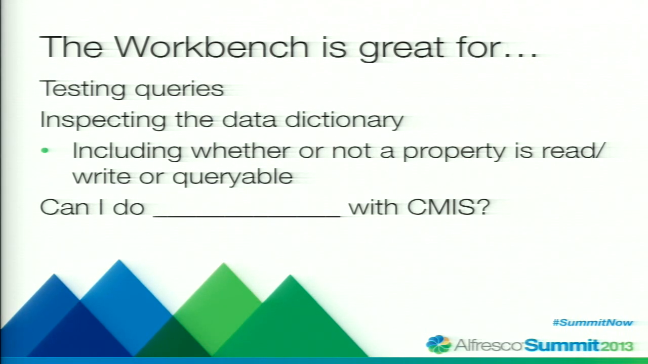And one of the things that I see in the forums a lot are people asking, why can't I update the CM created by property? Or other things that they're not writable. And if you use the Workbench, you can look at that content hierarchy and inspect the types, and you can see every single property and whether it's writable or not. And that'll save you some headaches to answer that question for you, whether a property is writable.